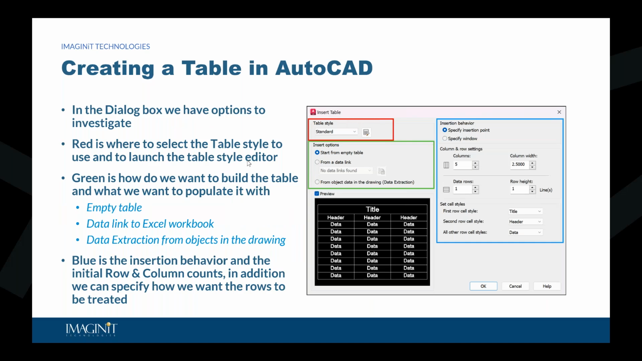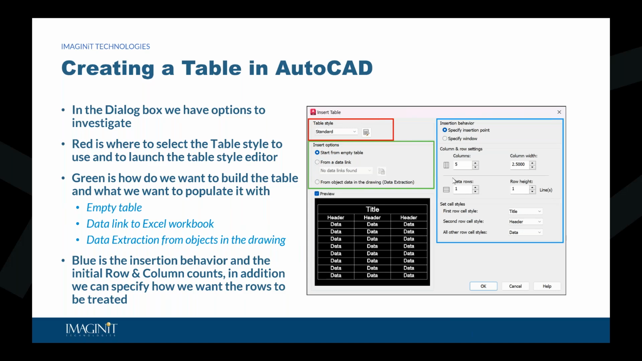So when we go into the dialog box to insert a table, we have some options to investigate. Red up here is where we select the table style to use, and to launch the table style editor, which is the little block over here. Green is how we want to build the table and what we want to populate it with. So this is where we can start with just an empty table with blank areas. We can start from a data link, which is where we've linked to an Excel workbook. Or we can do a data extraction. We'll not be covering data extraction today, but I can cover that at a future topic, is where you can actually create a table from objects inside the drawing.